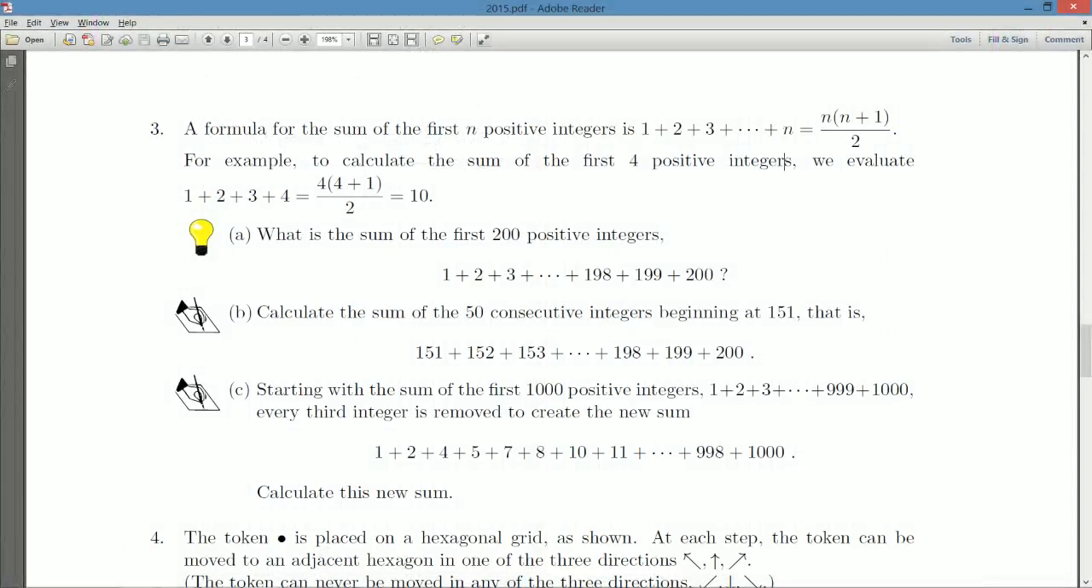So B part. Calculate the sum of the 50 consecutive integers beginning at 151. That is, figure out the sum 151 plus 152 plus 153 all the way up to 200. Okay, so that's very similar to what we just saw in A part, except we're sort of chopping off the numbers 1 to 150. And that can really give us the idea for how to figure this out.